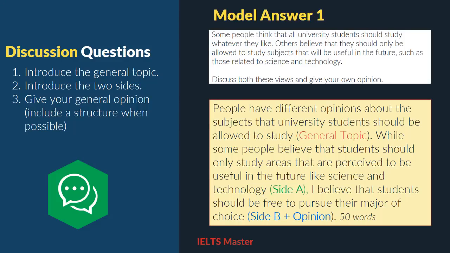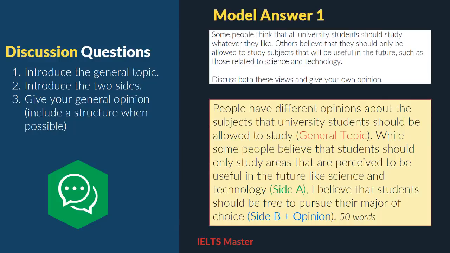The first discussion question we have here is, some people think that all university students should study whatever they like. Others believe that they should only be allowed to study subjects that will be useful in the future, such as those related to science and technology. Discuss both these views and give your own opinion. So, my advice for discussion questions is first, introduce the general topic. And then second, introduce both of the 2 sides. And then next, give your general opinion and include a structure when possible.